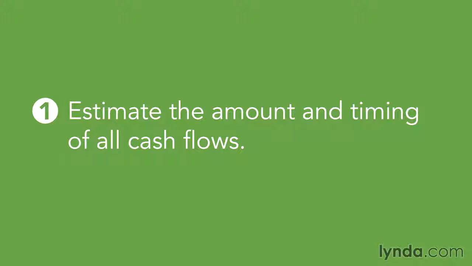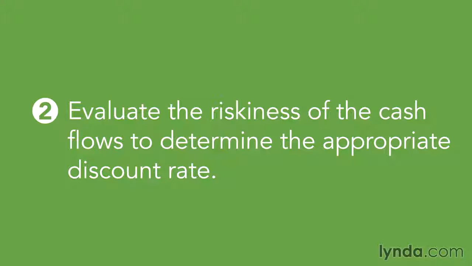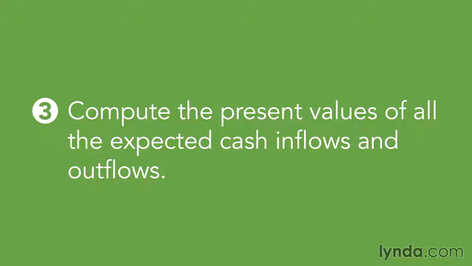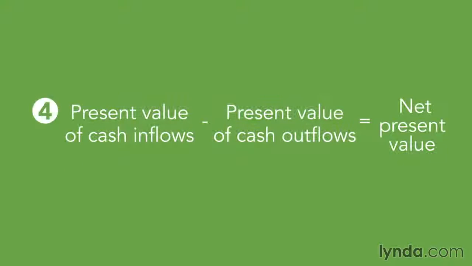1. Estimate the amount and timing of all cash flows associated with the investment. 2. Evaluate the riskiness of the cash flows in order to determine the appropriate discount rate to be used in your present value calculations. 3. Compute the present values of all the expected cash inflows and outflows of the investment. 4. Subtract the total present value of the cash outflows from the total present value of the cash inflows. The difference is the investment's net present value.